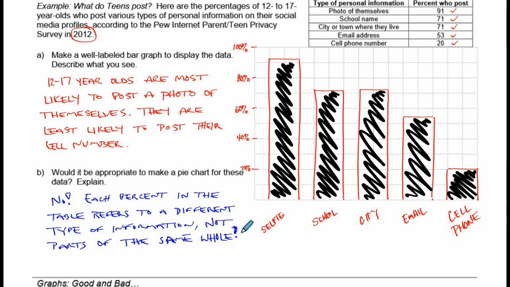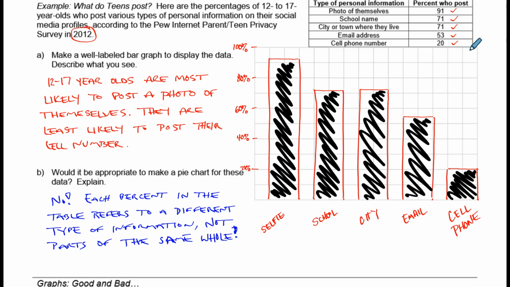If I wanted to create a pie chart, I could create one for, let's just say, selfie takers. I could create a pie chart that would show 91% say yes and then 9% say no. And if there were other categories, like maybe we could incorporate how often you post a selfie. Maybe we could say people who post one daily, weekly, monthly, annually, that type of thing. So that's the difference between a distribution like this, where all the different percents are not part of the same whole, versus one where we could create a pie chart.